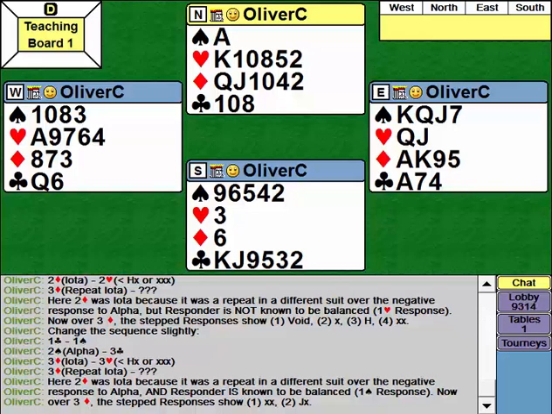So actually, all this repeat iota is doing is saying, we know that responder's got too small. It's doing two things. One, it's confirming diamonds as trumps. But secondly, it's also saying, have you got the jack? So responder would go one step without the jack and two steps with jack X.